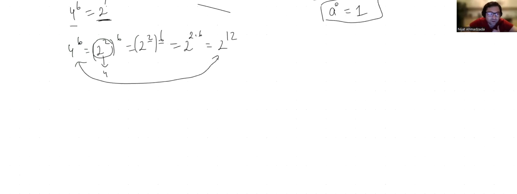Similarly, if I have to show this as a power of 3, I know that 81 is 3 to the power of 4, and this was 81 to the power of 4. So it is the same thing as 3 to the power of 4 times 4, which is 3 to the power of 16. Okay? That's it. See you at the next class. Bye-bye.